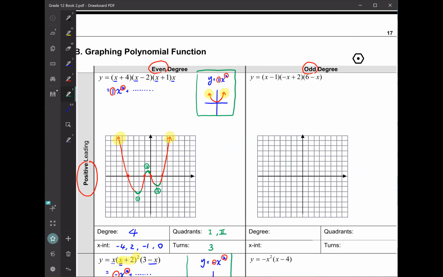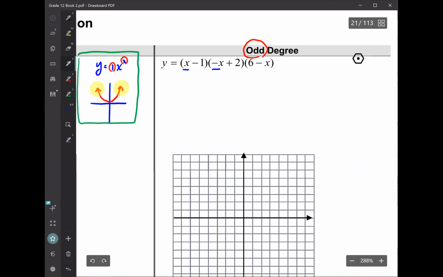So odd degree will be very similar. This one is an odd positive, so we'll look at all the x and then multiply them out. So x times a negative x times another negative x. Negative, negative, positive, so that will give you positive x cubed. The coefficient is 1 here, plus dot dot dot. So this one has an odd degree and a positive coefficient, 1.